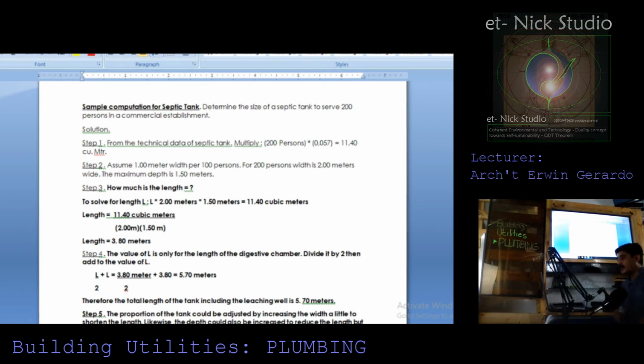For step 4, the value of L is only for the length of the digestive chamber. We need to determine here the length of the leaching chamber. Divide L by 2, then add to the value of L. So L divided by 2 plus L. The length for the leaching chamber is 3.80 meters divided by 2, plus the length of the digestive chamber, 3.80. Therefore, the total length of the septic tank is 5.70 meters.